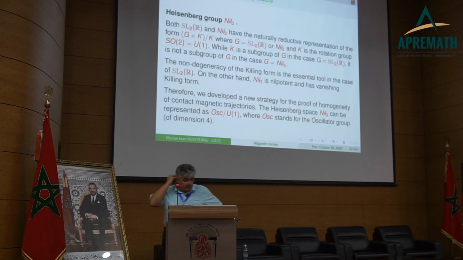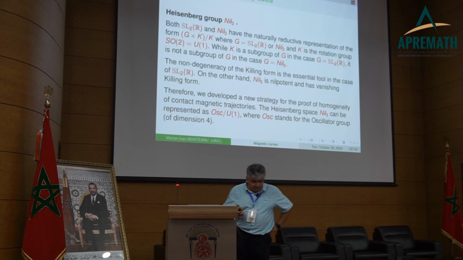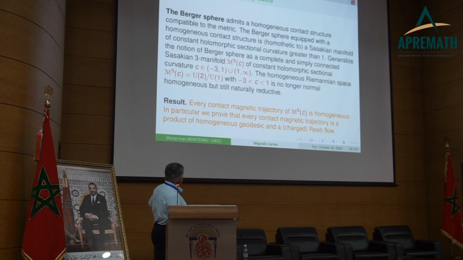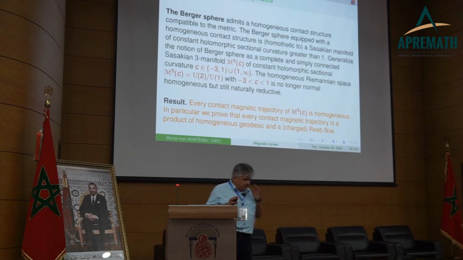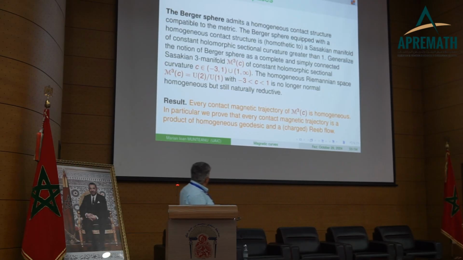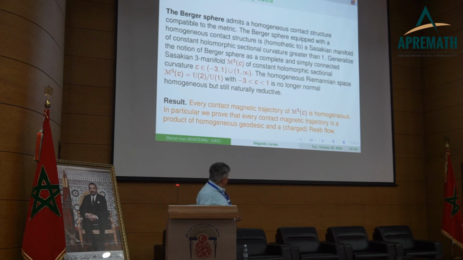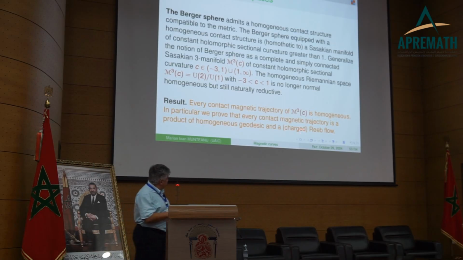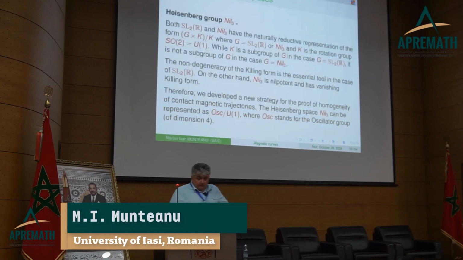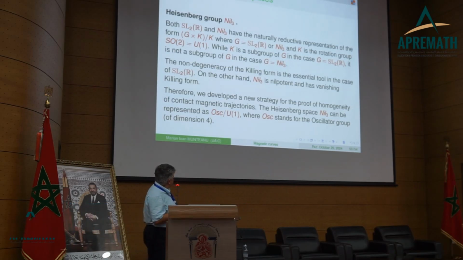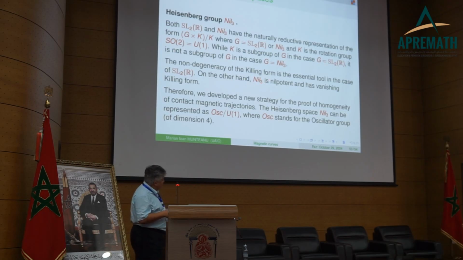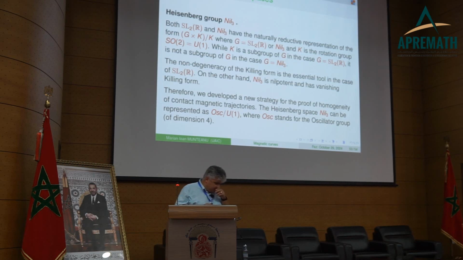Only a few words about the other spaces. Maybe this one first. For the Berger sphere, with some changes, we obtained a similar result. Every contact magnetic trajectory is homogeneous. We compute everything on the Berger sphere, and it is a product of a homogeneous geodesic and the charged Reeb flow. But for the Heisenberg group, this trick doesn't work, because the Killing form on Nil3 is 0. So the strategy we adopted is not working here.